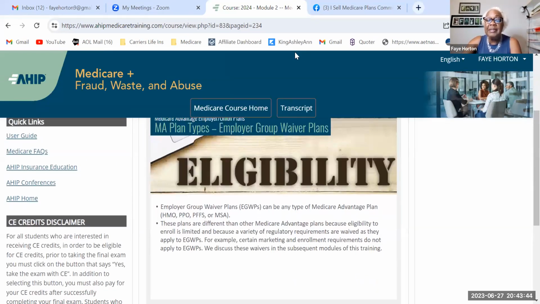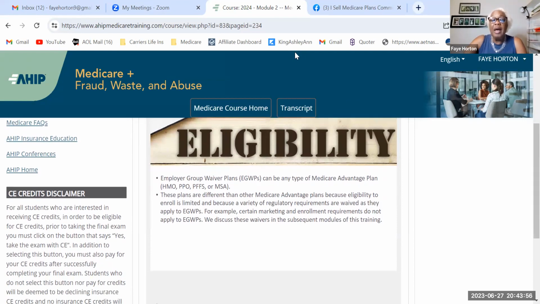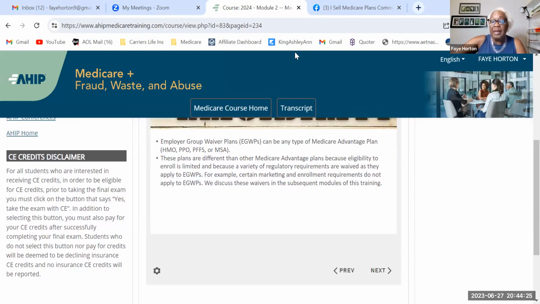Employer group waiver plans can be any type of Medicare Advantage plan: HMO, PPO, PFFS, or MSA. These plans are different than other Medicare Advantage plans because eligibility to enroll is limited, and because a variety of regulatory requirements are waived as they apply to the EGWPs. For example, certain marketing and enrollment requirements do not apply to the employer group waiver plans. We will discuss these waivers in subsequent modules of the training.